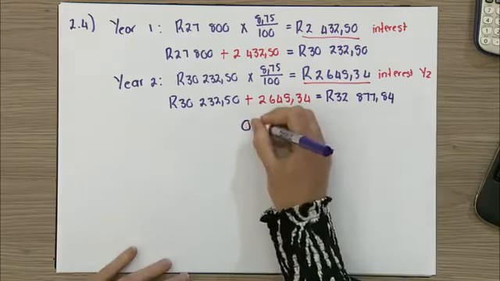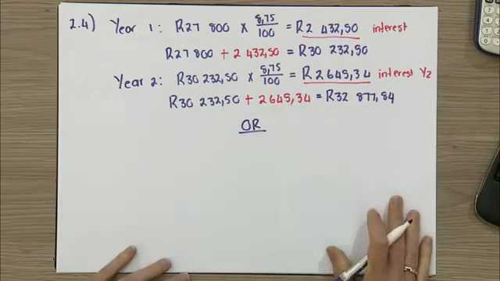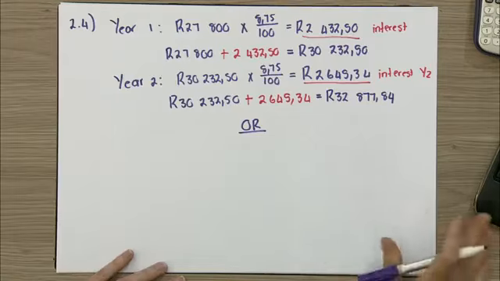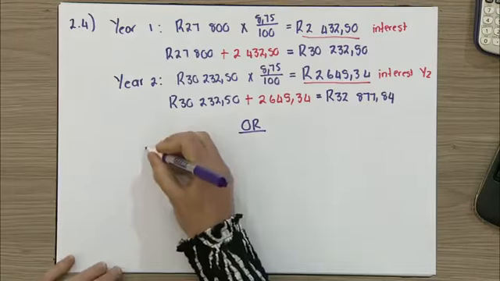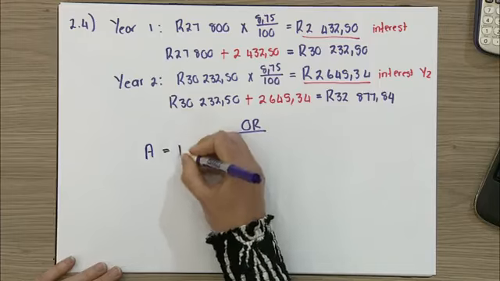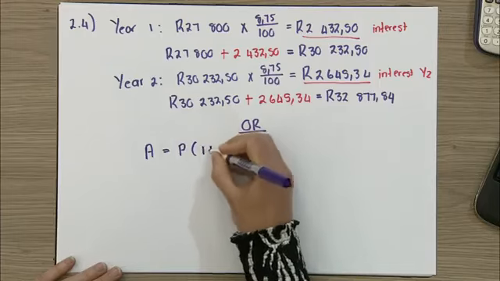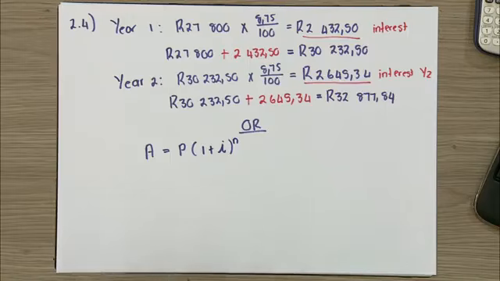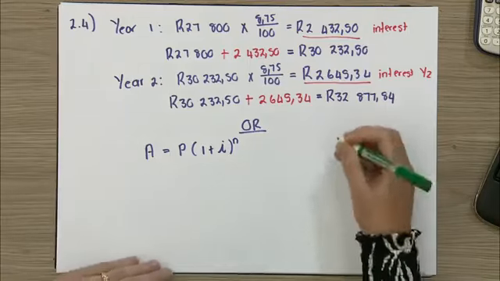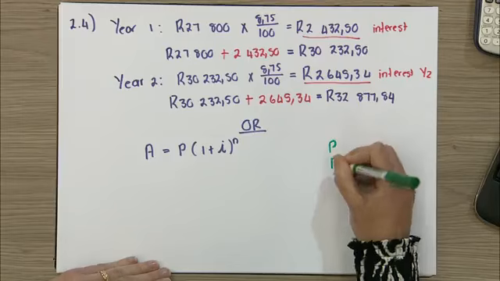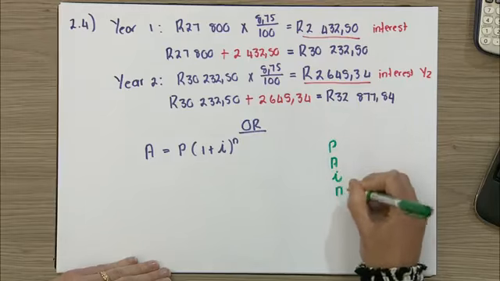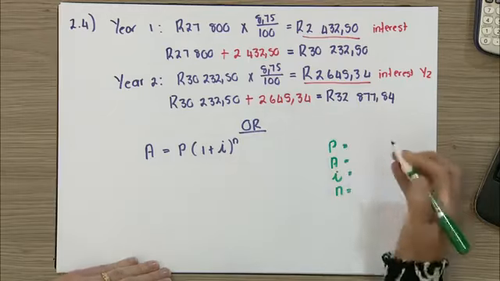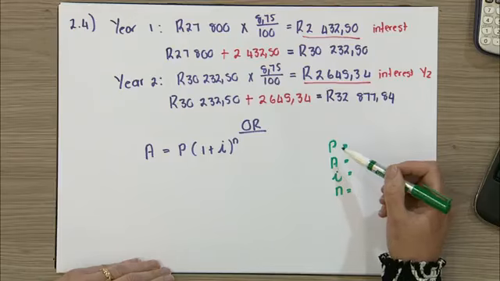The other way you could have done this is if your teacher taught you the formula for compound interest, because remember they said this is compound interest. So what is our formula for compound interest? A equals P bracket 1 plus I to the power of N. I always remember it as finances are a pain, so I write my letters on the side for myself. P-A-I-N. What does P stand for again? The principal amount, the amount we started with our investment.